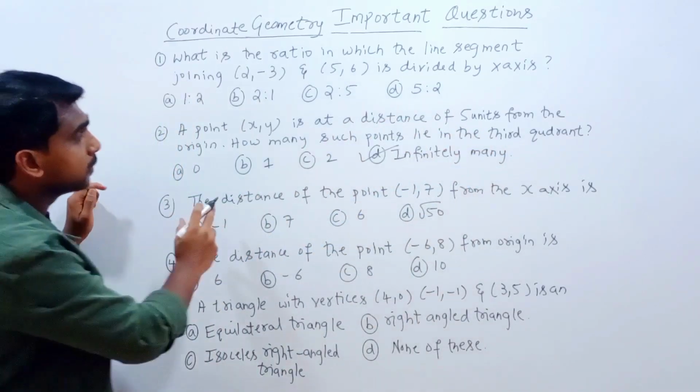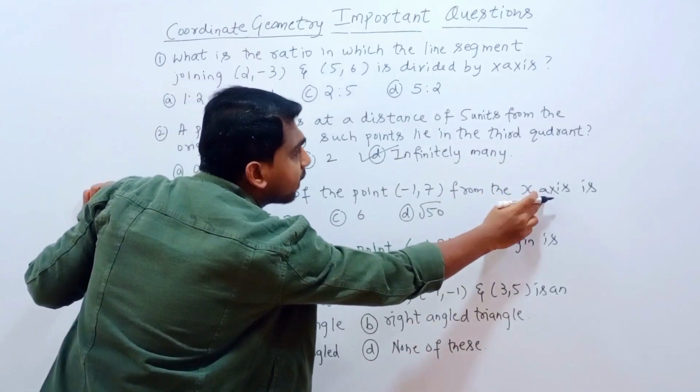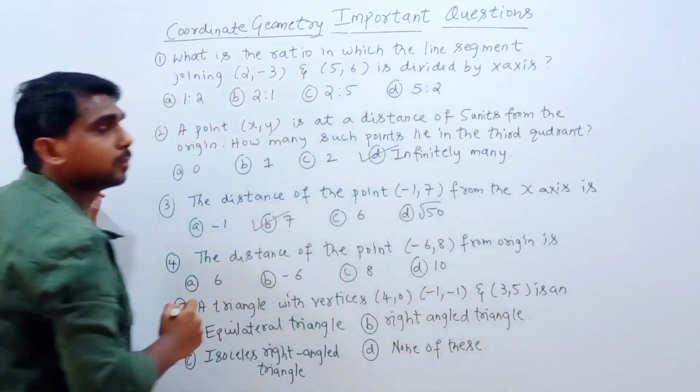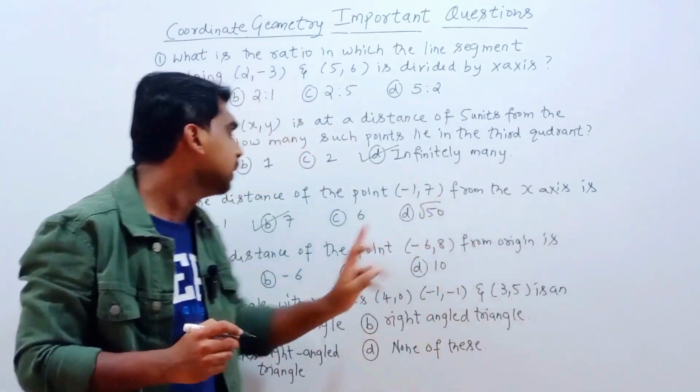Now third question. The distance of the point (-1, 7) from the x-axis. From the x-axis it will be 7. The distance of the point (-1, 7) from the x-axis will be 7.